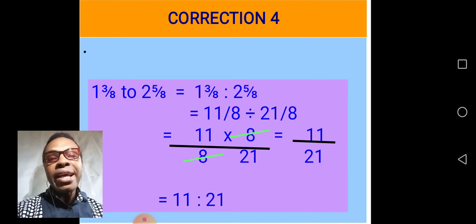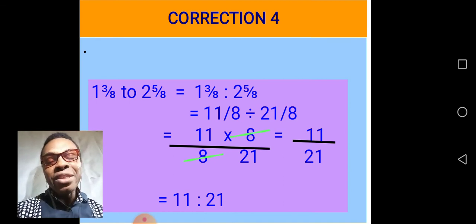So 11 over 8 times, the divide turns to times, and then you take the reciprocal of 21 over 8. That means 8 over 21. Just turn it the other way around. Okay, so 8 divided by 8, and then we are left with 11 over 21.